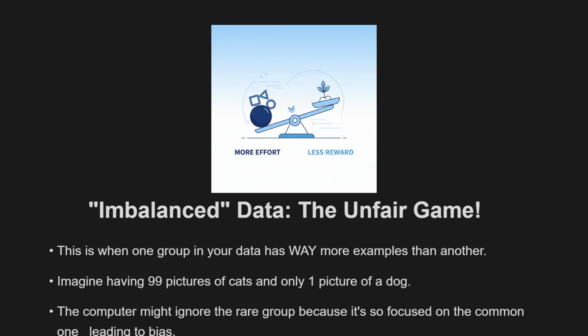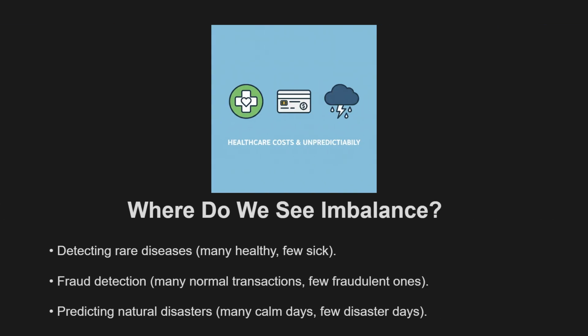Next, let's tackle imbalanced data. This one's a bit unfair. Imagine you have a photo album with 99 pictures of your cat and just one picture of your friend's dog. If you show this album to someone and ask them to guess if the next picture is a cat or a dog, they'll almost always guess cat, right? That's imbalance. It's when one group in your data has a huge number of examples, and another group has very, very few. The computer tends to focus on the common group and might completely ignore the rare, but often important, one.